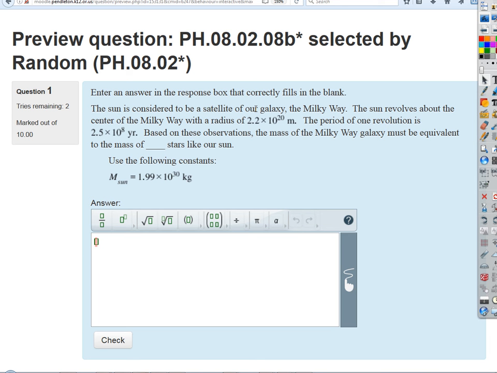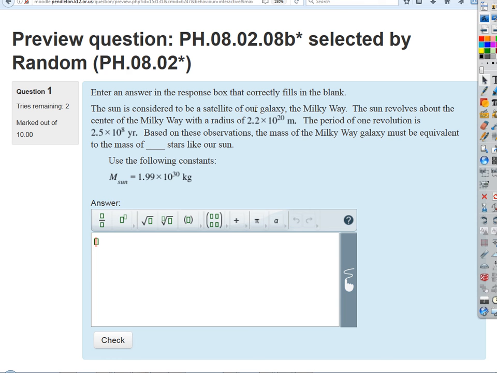Yes, sir. So what is this question asking for? We want to know, we're trying to estimate what the mass of the galaxy is, and then use that to say, okay, well, we know what the mass of our sun is, so based on that, roughly how many stars the mass of our star are contained in the galaxy. Okay, because it looks like it's looking for an adjective to finish the sentence.